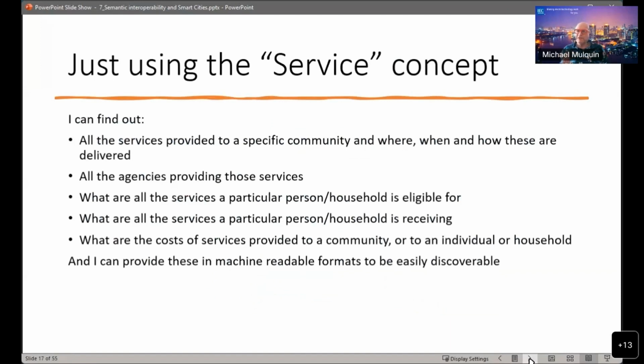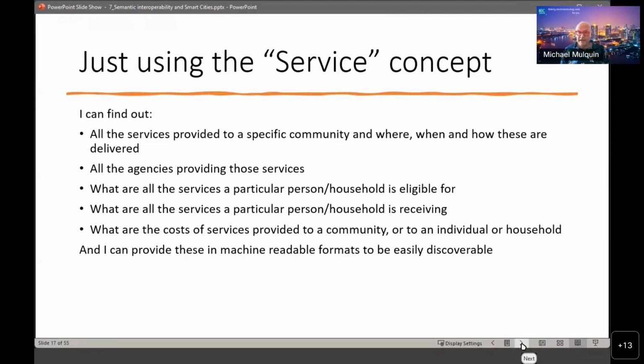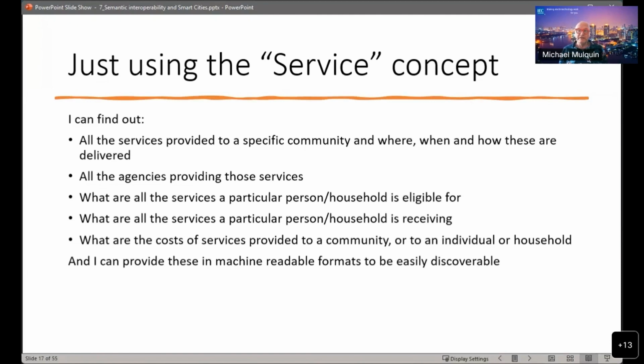So just using that service concept, that kind of high-level way of doing it, it allows me, as I map the services provided by all the different systems within the city to that high-level service concept, to find out all the services that are provided to a specific community, where, when, and how they're delivered, what are the agencies that provide them, what are all the services a particular person is eligible for, what services a household is receiving, what's the cost provided to a community or an individual or a household, and I can provide these in machine-readable formats to be easily discoverable.